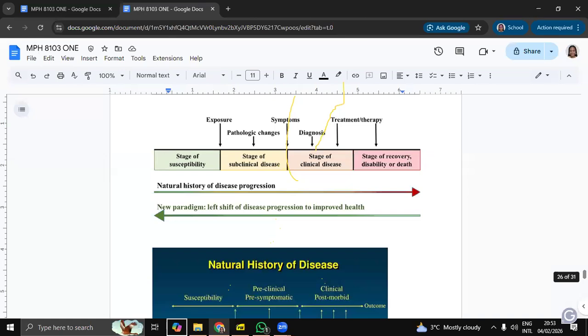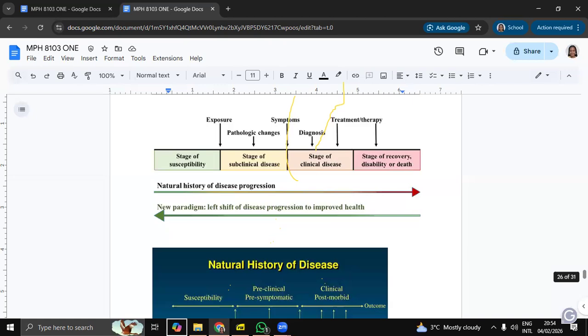So let's use HIV for instance. If a person is not infected, a person doesn't have the infection yet, the person is at the stage of susceptibility. It means you don't have it yet. But that you don't have it yet does not mean you cannot have it though. That's what this stage of susceptibility is. You are susceptible.